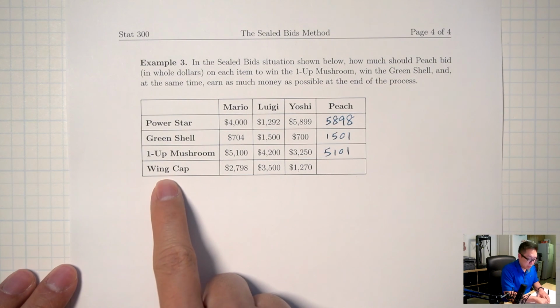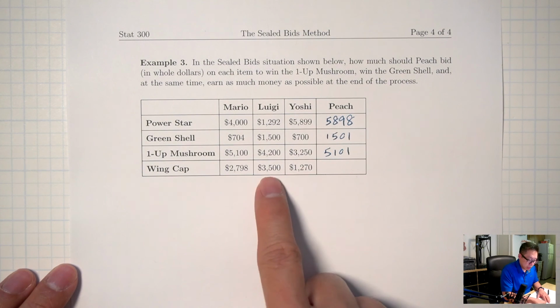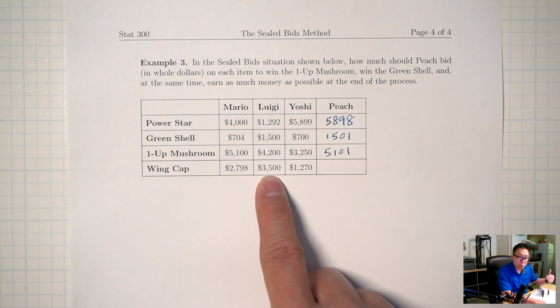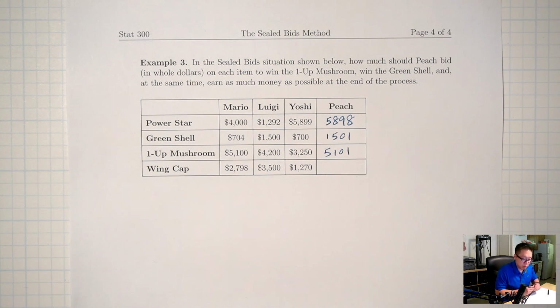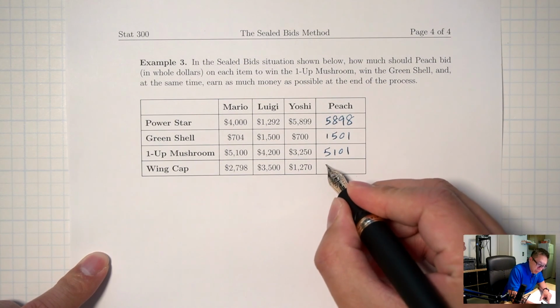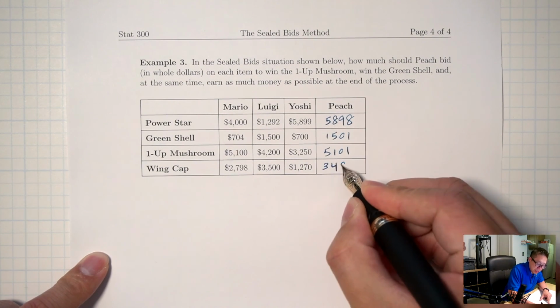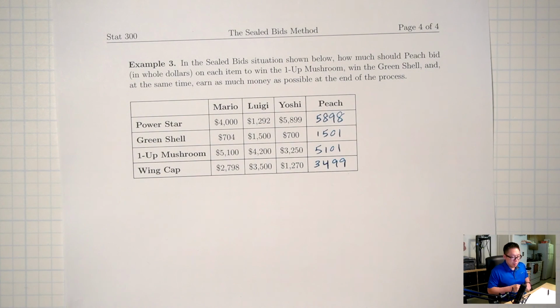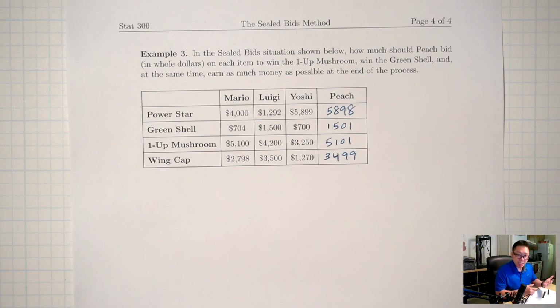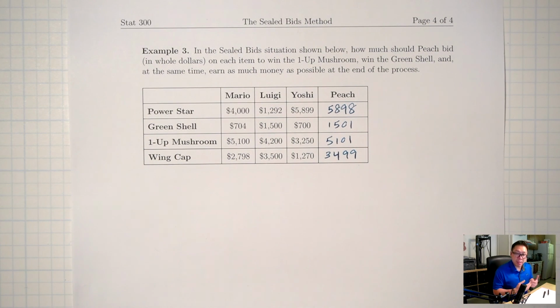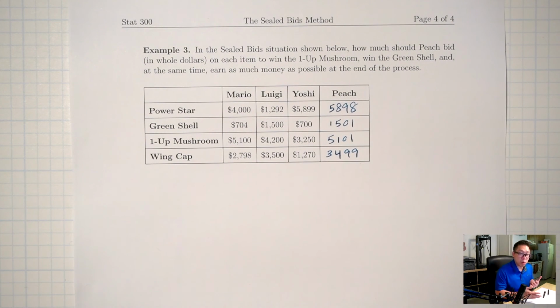For the wing cap, highest bid currently is 3,500, right? She doesn't want it, so she's going to go one below. So one below 3,500 will be 3,499. That's going to allow Luigi to win and get the item, but he's going to have to pay some cash into the holding pile, and she's going to get some money back. So by making that as big as possible without winning, she's going to get the most money out of the holding pile.